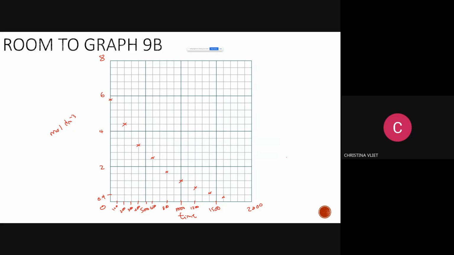The next thing is the line of best fit. This line of best fit should not be made with a ruler. Why not? Because it's a curved line, and a ruler will only give you a straight line. So because it's a curved line, it is not appropriate to use a ruler here. You actually have to curve it yourself.